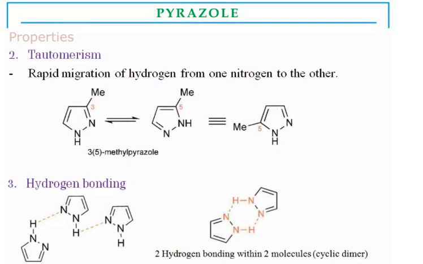Now properties of pyrazole. The first property is tautomerism. Pyrazole shows tautomerism: rapid migration of hydrogen from one nitrogen to the other. You can see 3,5-dimethyl pyrazole, either 3 or 5. So it is in equilibrium.